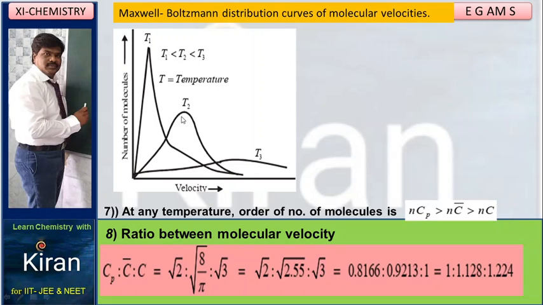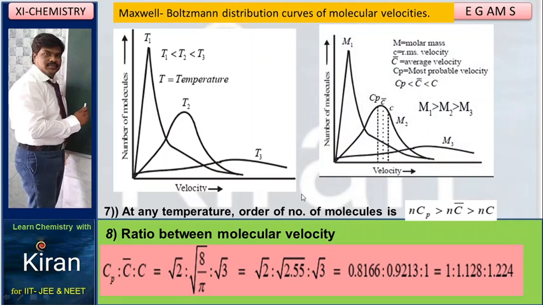This is the graphical representation, the same as what I told you before. This is T1 temperature, T2 temperature, T3 temperature. So as velocity increases, the fraction will increase up to a particular maximum point and then decrease. This you observe at lower temperature, this at room temperature, and this at higher temperature.